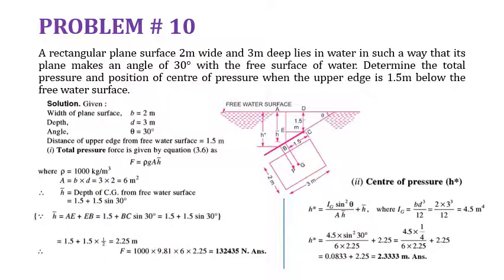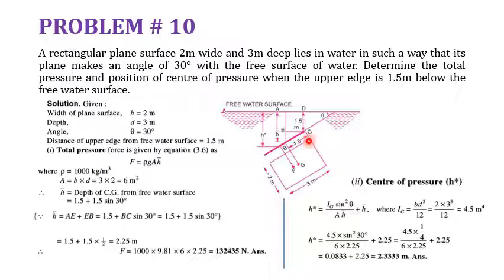So problem number 10, a rectangular plane surface 2 meter wide and 3 meter deep lies in water in such a way that this plane makes an angle 30° with the free surface of water. Determine the total pressure and the position of center of pressure when the upper edge is 1.5 meter below the free surface.